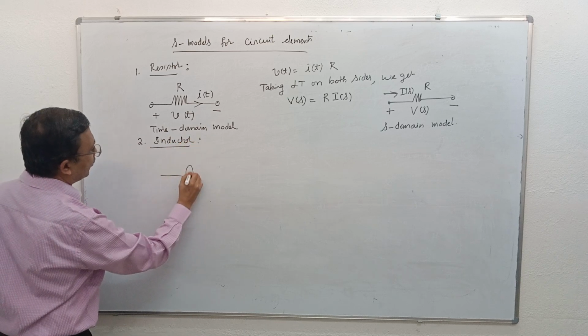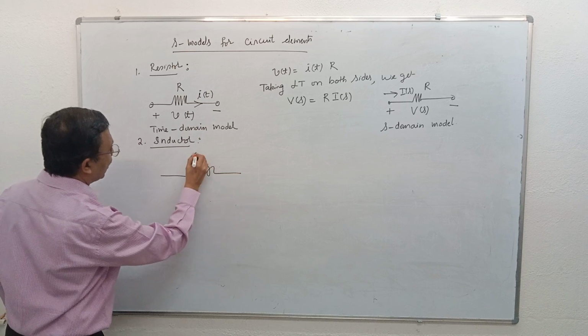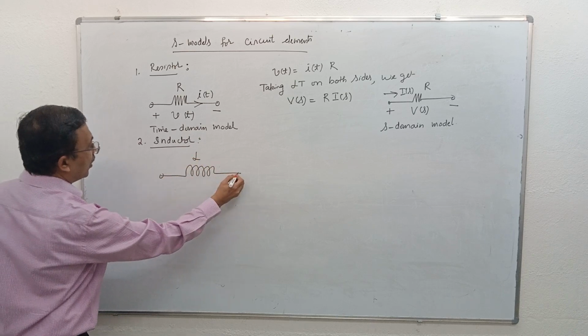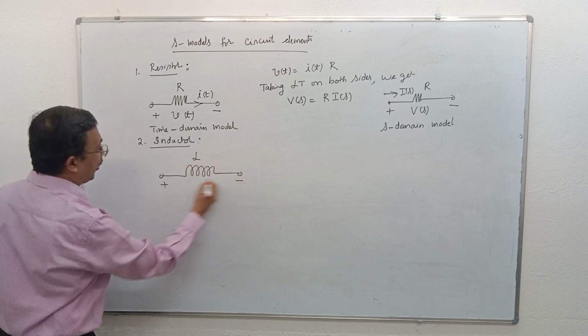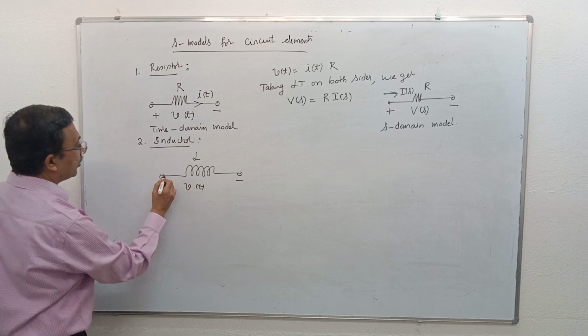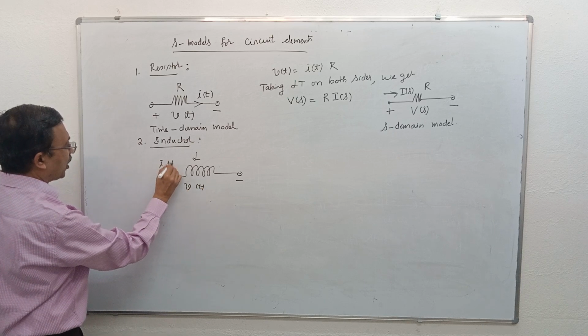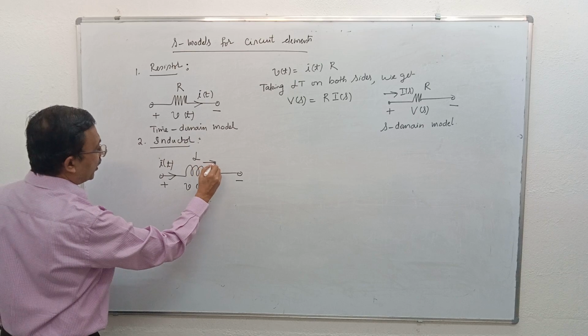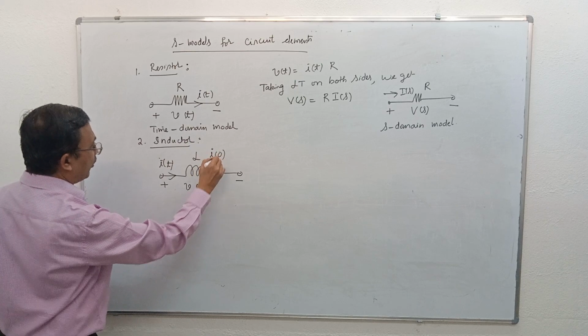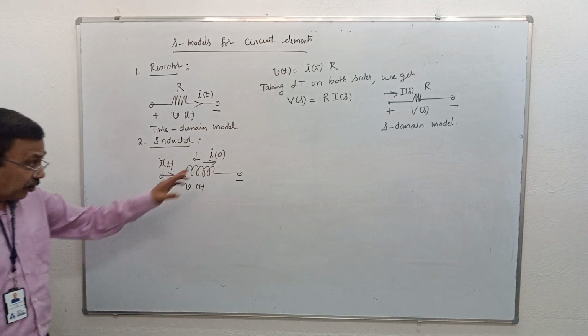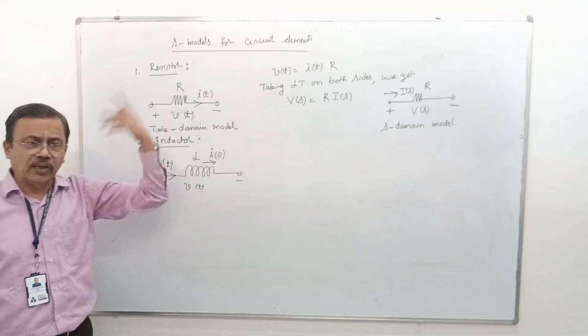An inductor has an inductance equal to L. Let a voltage v(t) be impressed across this inductor. Let i(t) be the current through the inductor. The initial current in the inductor is i(0). i(0) could be i(0+) or i(0-).